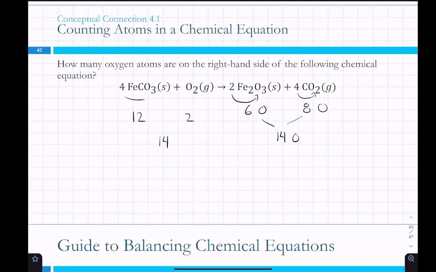Oh wait, you said 14, but you thought I said... You did the left side first. Oh, yeah. Well, it should be the same on both sides. Yeah, so 14 oxygen atoms on both sides. All right, those are balanced.